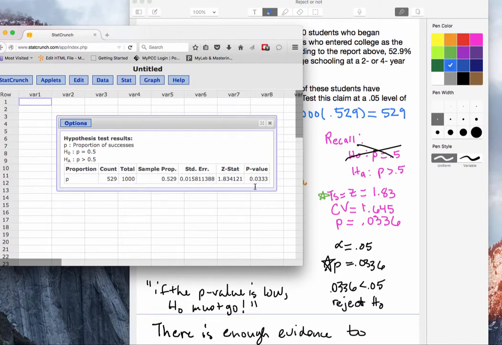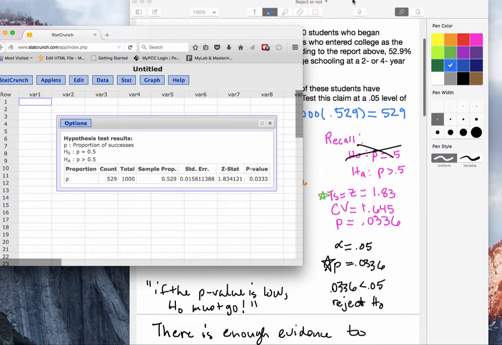And finally our p-value, 0.0333. And that's pretty close to our 0.0336. Remember we did do a smidgen of rounding with the z-score. So this is perfectly reasonable. On a handwritten test, I'm sure it would be an acceptable answer by many teachers out there. So there is StatCrunch for this problem.